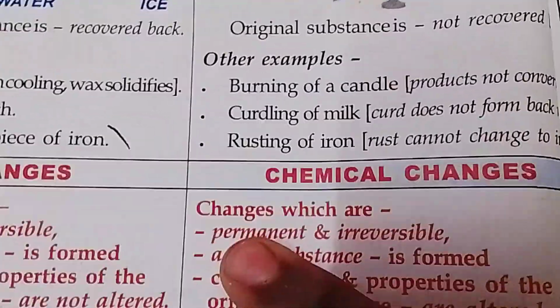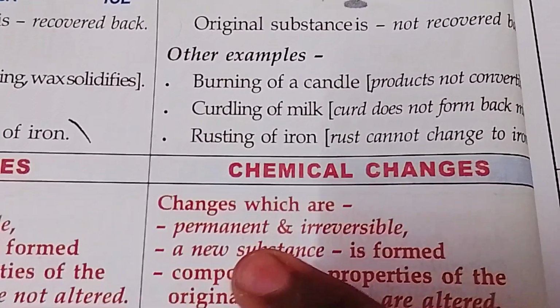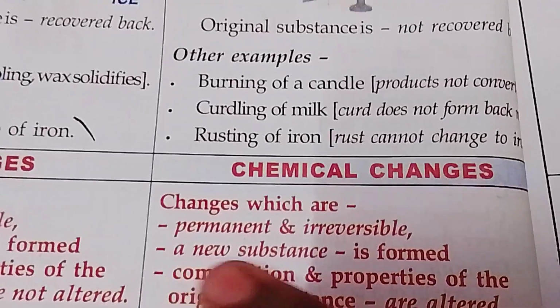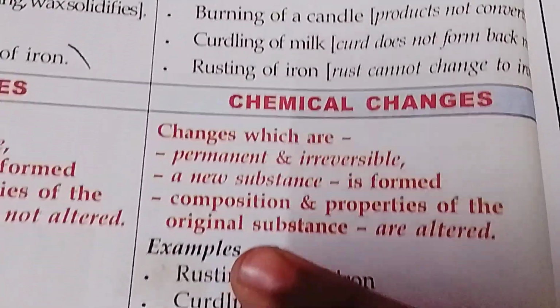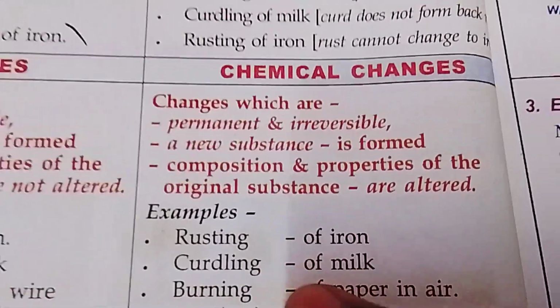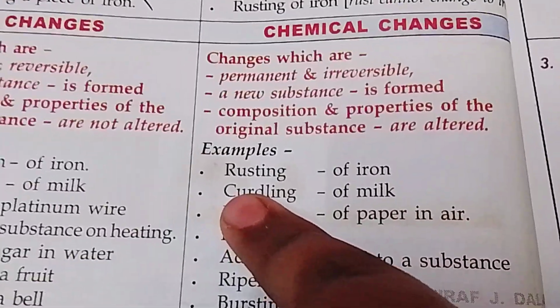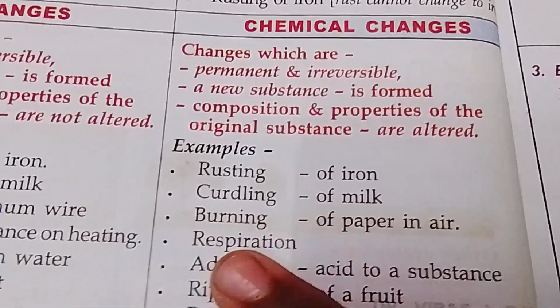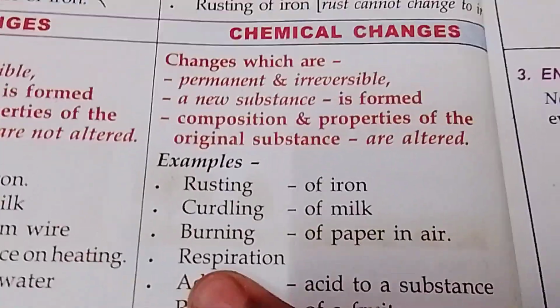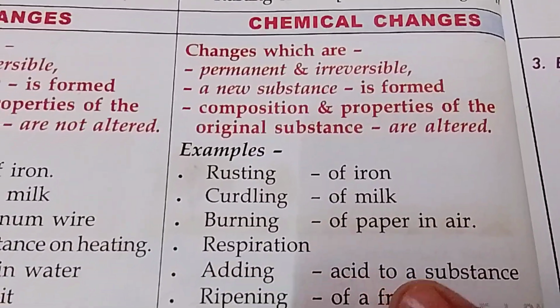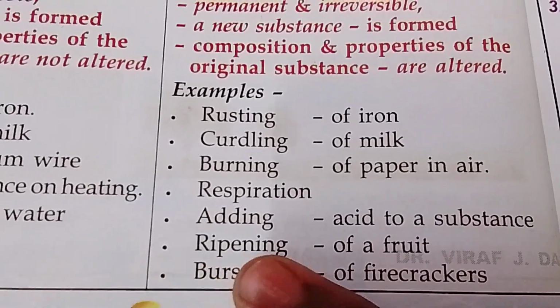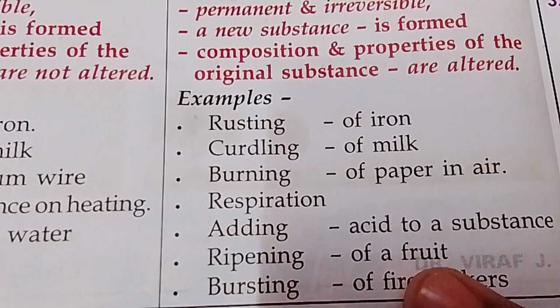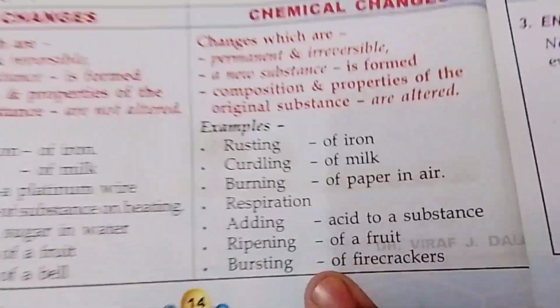Chemical changes, which are permanent and irreversible. A new substance is formed, and composition and properties of the original substance are altered. Example: rusting of iron, curdling of milk, burning of paper, respiration, adding acid to a substance, ripening of fruits, bursting of firecrackers.